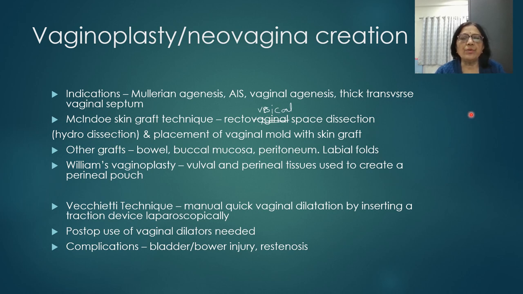Now, something about vaginoplasty or new vagina creation. Indications are Mullerian agenesis, androgen insensitivity syndrome, vaginal agenesis, and whenever there is a thick transverse vaginal septum.